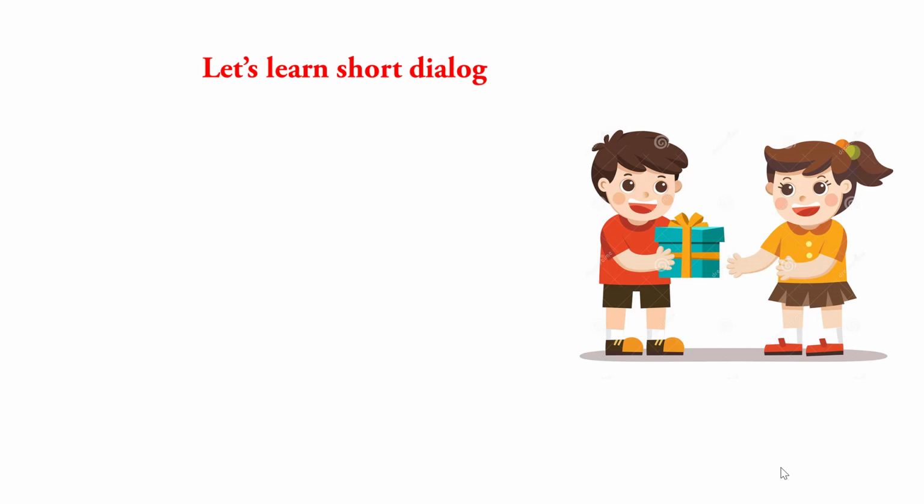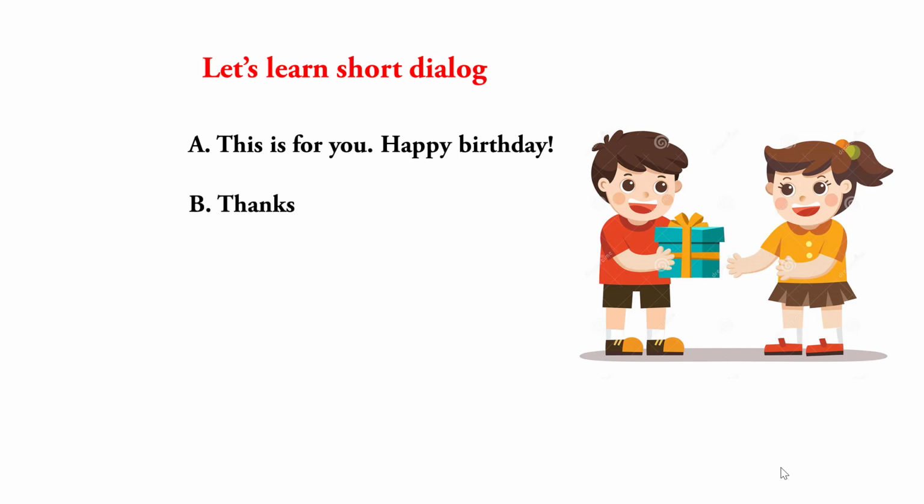our short dialogue today. Let's get started all together. Just look at the pictures. This is about a birthday party. This is for you, happy birthday. It means you buy a gift for someone's birthday and then you hand the gift to the birthday owner. So you say, this is for you. Happy birthday.